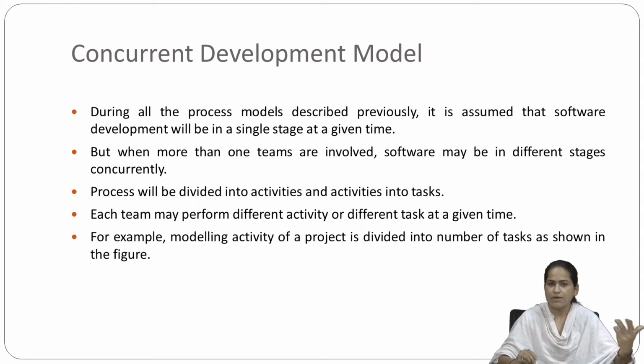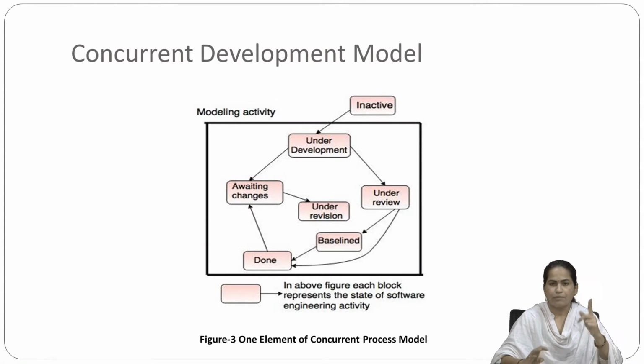How is it divided? Here you can see the main activity we have, that is the modeling activity. So learners, you can get the idea of how different activities are divided into a number of tasks. Here we have taken one example of the modeling activity. Now in this we have different tasks. As you can see here, we have squares, which represent the state of a software engineering activity, or we can say the task also.